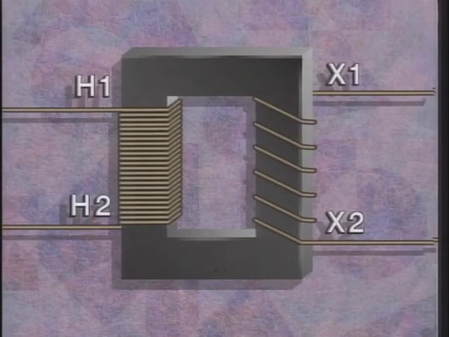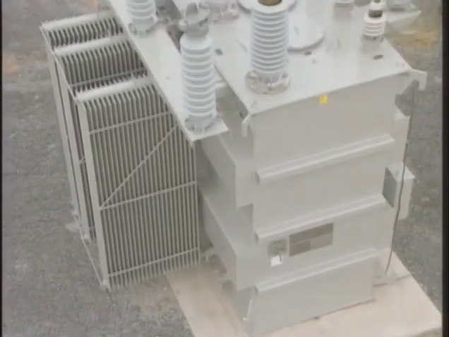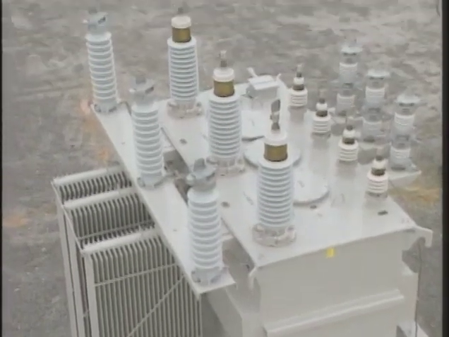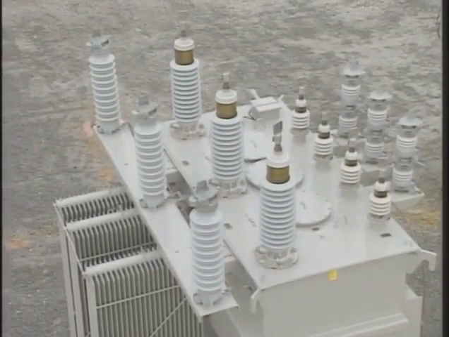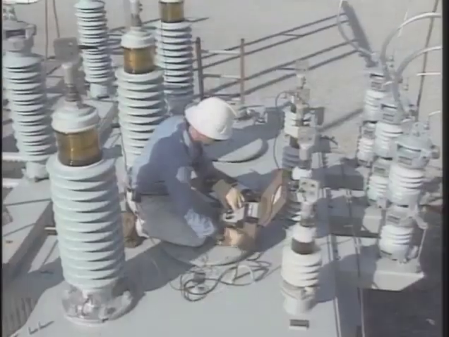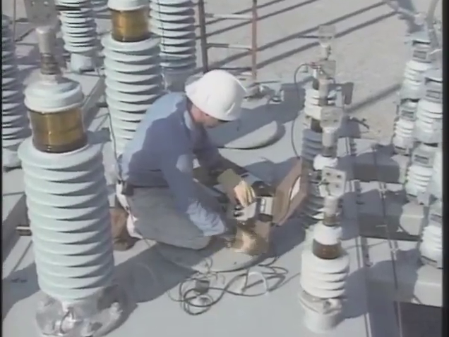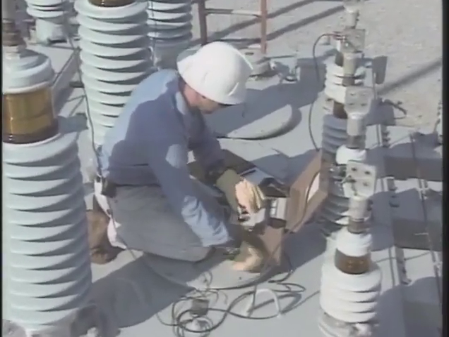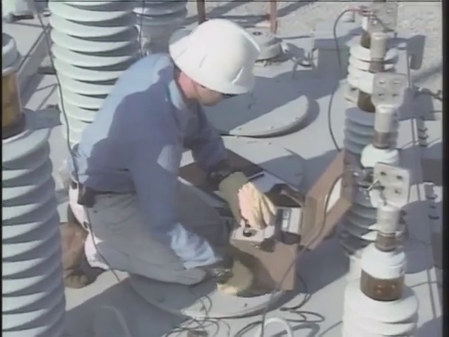The turns ratio of a transformer can change for a variety of reasons. One cause is short-circuited winding turns. On a new transformer, winding turns may have been shorted during manufacture or during shipping to a substation. On an existing transformer, fault currents or other electrical or mechanical stresses can create shorts between turns.